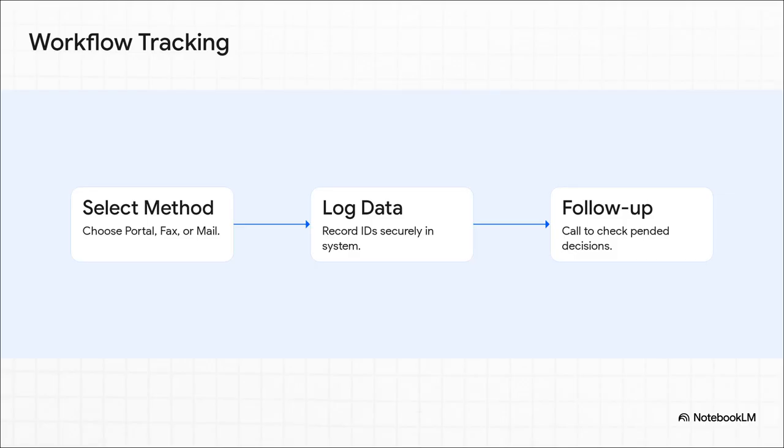So how does this build into your daily routine? First, select the best submission route. Portals are usually the fastest. Then, meticulously log your tracking IDs right in the billing system and set a hard, non-negotiable reminder for that 30-day follow-up. That's step 3. That is where so many healthcare providers lose revenue.